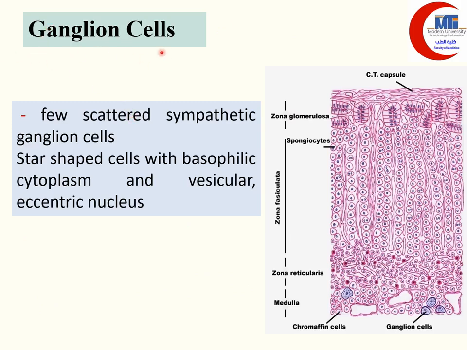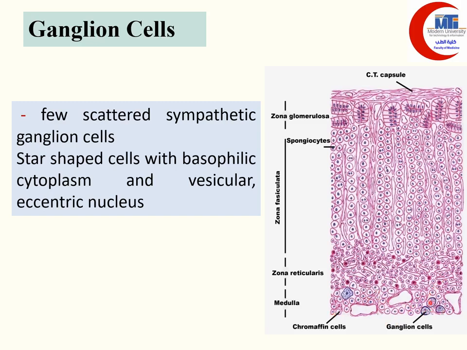Ganglion cells are the second type of cells present in the adrenal medulla. As we studied, the adrenal medulla is formed of two types of cells. All cells in the adrenal medulla are sympathetic ganglion cells. Many of these cells, the main cells, the chromaffin cells, are modified sympathetic cells that lose their axons and dendrites and become secretory to secrete adrenaline and noradrenaline, or epinephrine and norepinephrine. These cells form the main type of cells in the adrenal medulla.